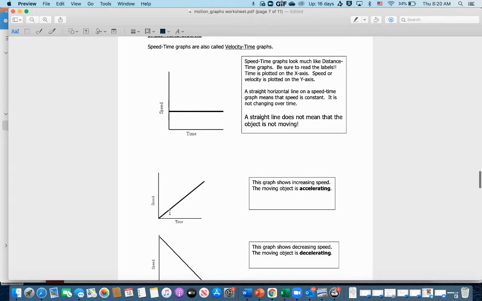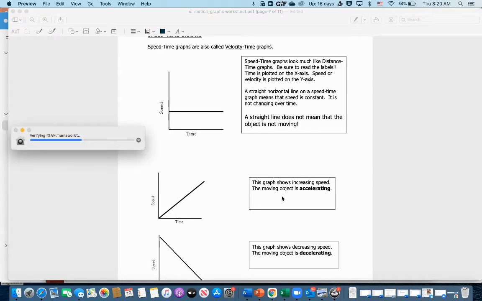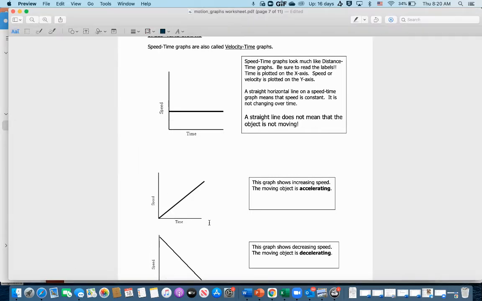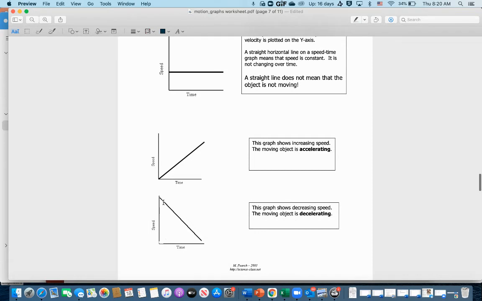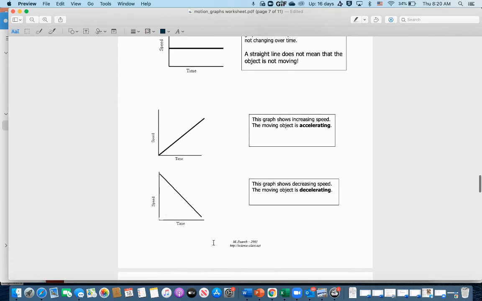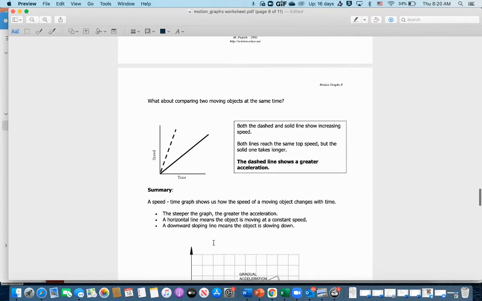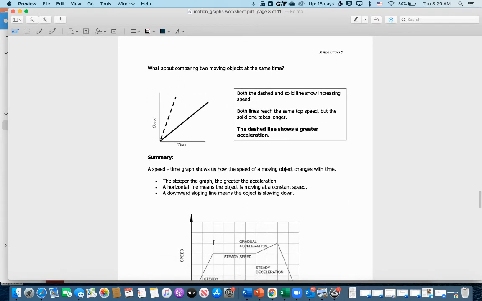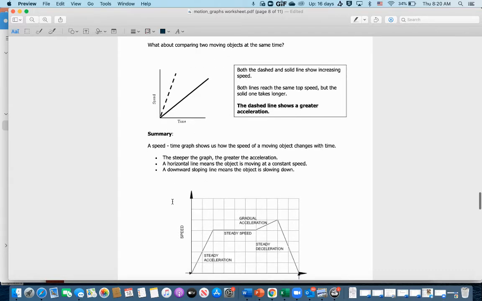If the speed is going up, so as time increases, if the speed is increasing, we call that our acceleration. Okay, an object is accelerating forward. And the opposite, if as time increases the speed is going down, we call this deceleration or a negative acceleration. We can also, just like we did with distance versus time, compare the slopes. We compare the slopes here. And what this means is the greater the slope, the greater the acceleration here.